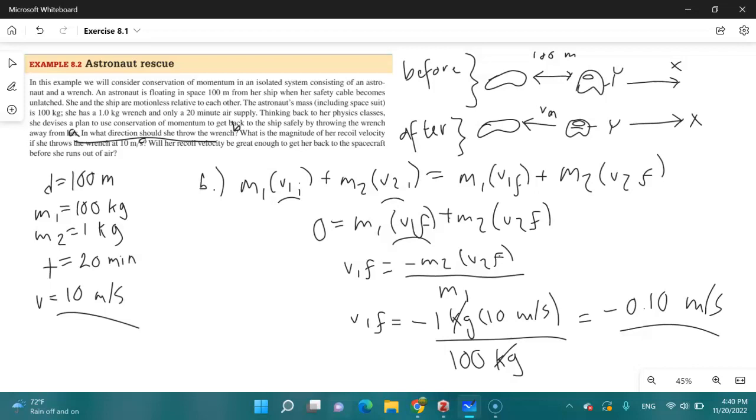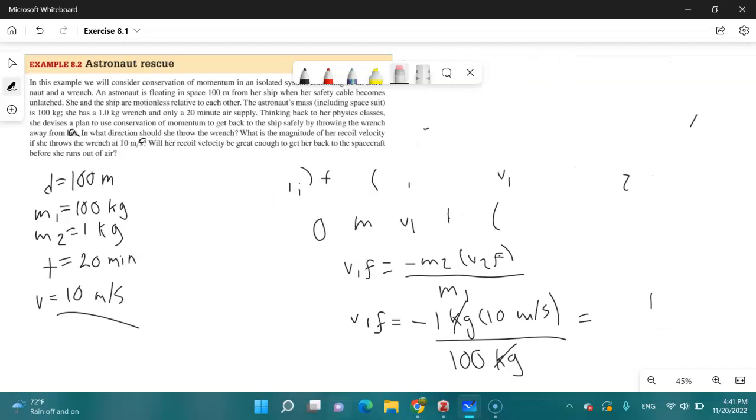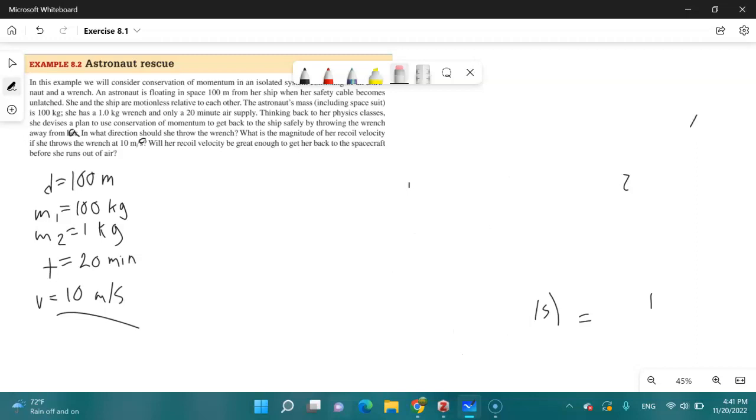And this makes sense because she's moving towards the ship, and that's her recoil velocity. And now, let's try to find out if her recoil velocity is great enough to get her back to the spaceship. So we do need a different equation for this. Let me make some space on the board. So for this, we're going to need a different equation, and it's going to use the distance. To find the distance, usually, we have to multiply the velocity by the time. But in this case, we're trying to find the time that the recoil velocity is giving her. So to get the time, we just rearrange this equation, and it'll be the distance over the velocity.